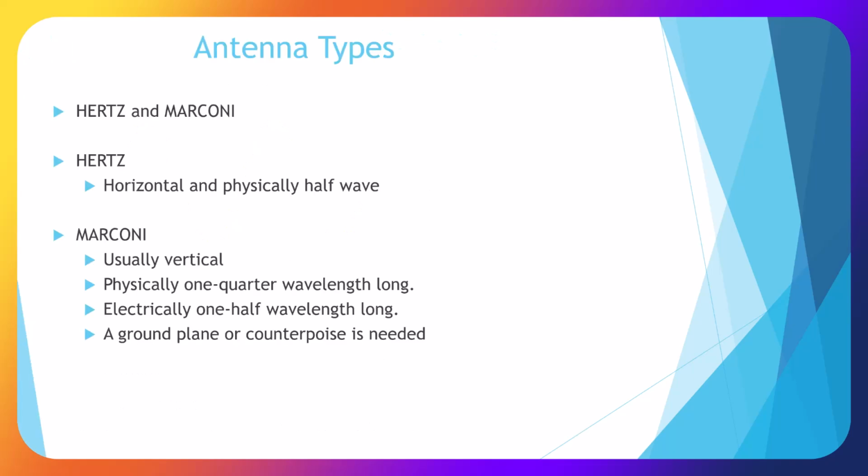Here are two basic types of antennas, Hertz and Marconi. Hertz is horizontal and physically a half wave, and Marconis are usually vertical. They're physically 1/4 wavelength, and they're electrically 1/2 wavelength long, and a ground plane or a counterpoise is needed.